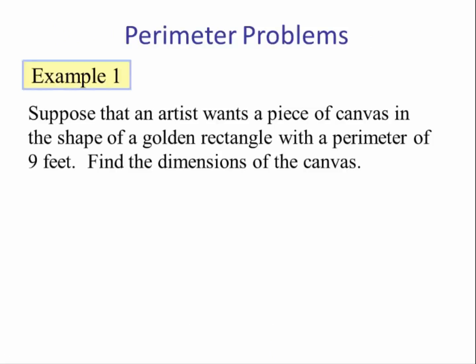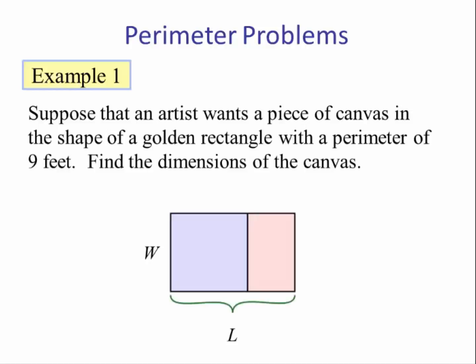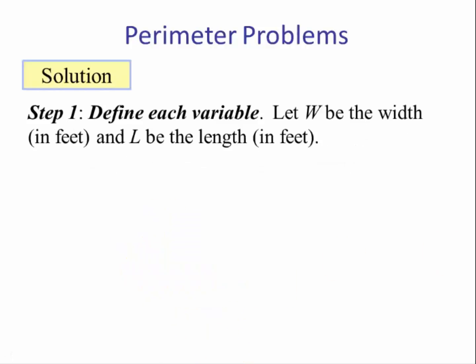So for example 1, suppose an artist wants a piece of canvas in the shape of a golden rectangle with perimeter of 9 feet. Find the dimensions of the canvas. So the first thing I would do is draw a picture. This is our length and this is our width. These are our two variables. This is what we're trying to find. So W will be the width measured in feet and L will be the length measured in feet.